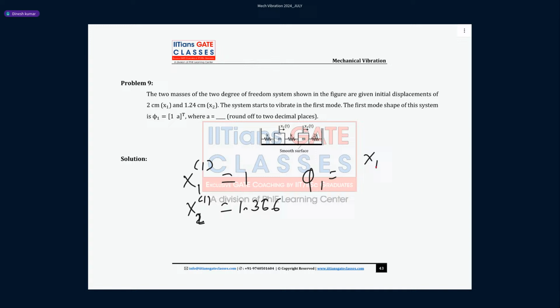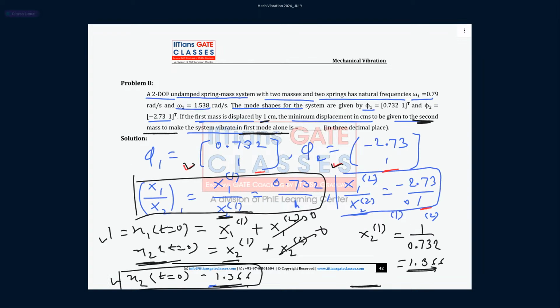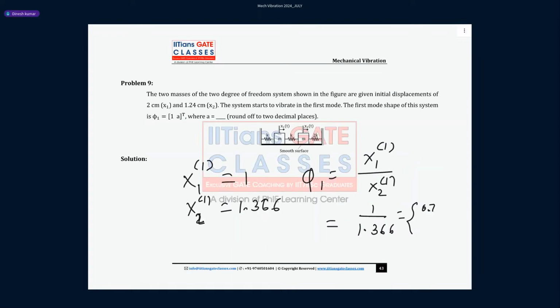Now guys, if you take the ratio, what is your phi 1? Phi 1 is nothing but x1 for first mode upon x2 for first mode. So if you take the ratio, it is 1 upon 1.366, which is nothing but 0.732 and 1. Clear? So it should match.